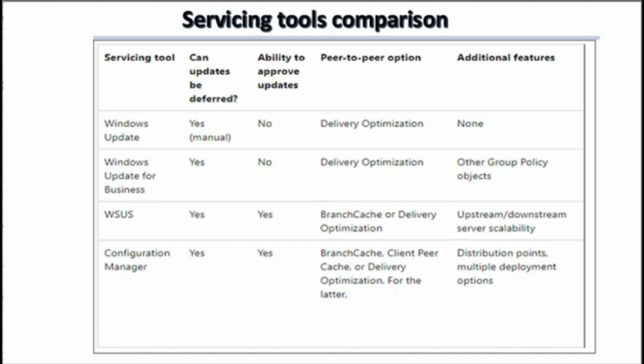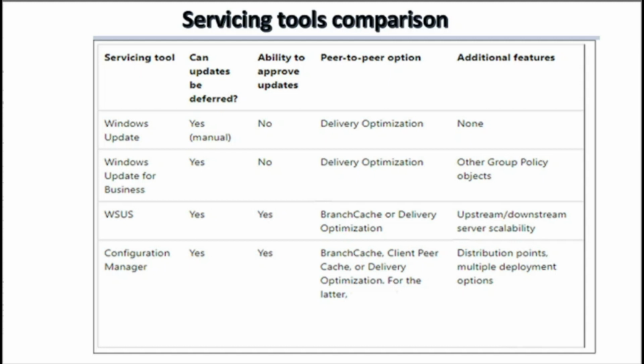To control the network bandwidth, we can use BranchCache or delivery optimization, where a machine can also download the update from the BranchCache server. Additionally, WSUS provides the option to create upstream and downstream servers so that machines can scan for updates against the upstream and downstream WSUS servers instead of the Microsoft Update service.